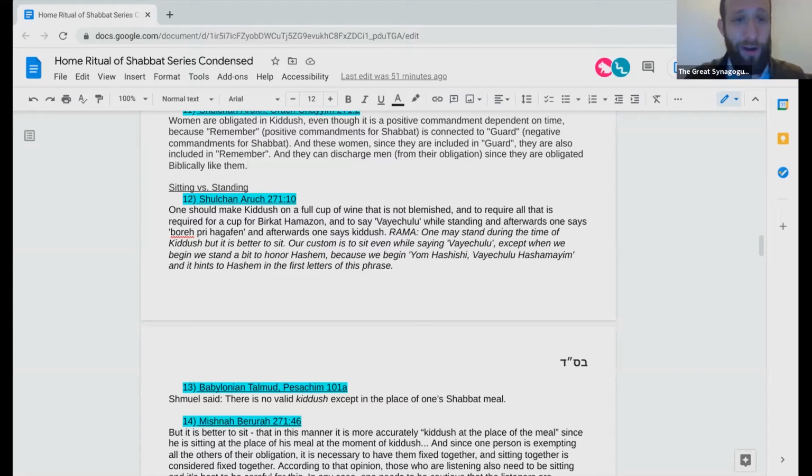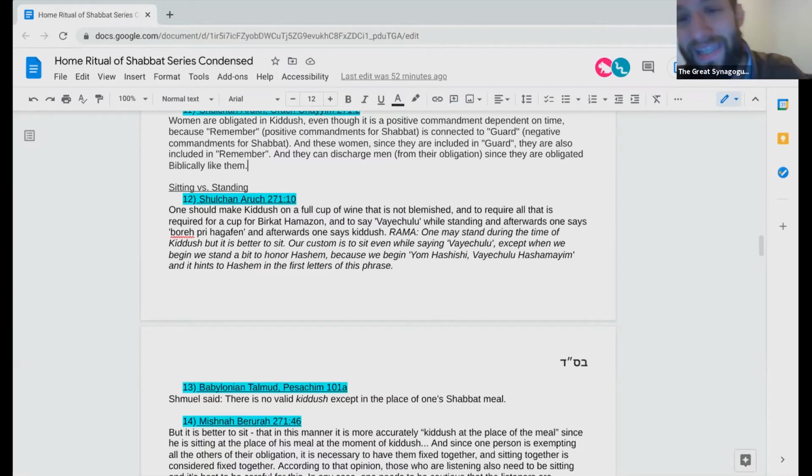Okay, first source, Shulchan Aruch. One should make Kiddush on a full cup of wine that is not blemished, and to require all that is required for the cup of Birkat HaMazon, and to say Vayechulu while standing, and afterwards one says Borei Pri Hagafen, and afterwards one says Kiddush. Ramah says, one may stand during the time of Kiddush, but it is better to sit. Our custom is to sit even while saying Vayechulu, except when we begin we stand a bit to honor Hashem, because we begin Yom HaShishi Vayechulu Hashemayim, and it hints to Hashem in the first letters of this phrase.